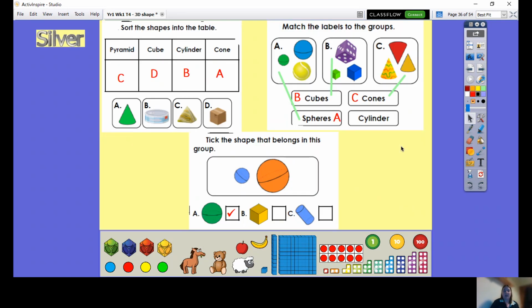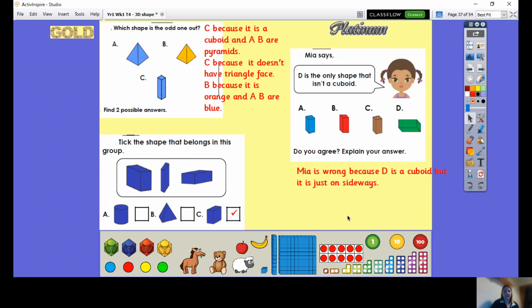So there you go, there's the answers for the silver activity. And here are the answers for the gold and the platinum activities. I'm hoping that you've had some fun. I'm hoping that you're beginning to really understand and name those 3D shapes. That's the most important thing really, is naming and recognizing those 3D shapes.